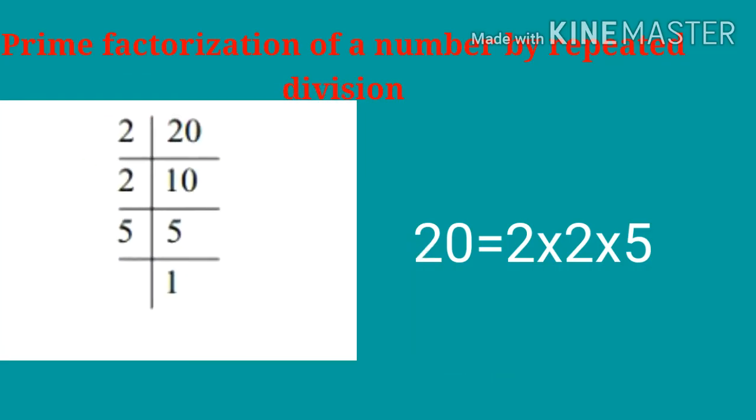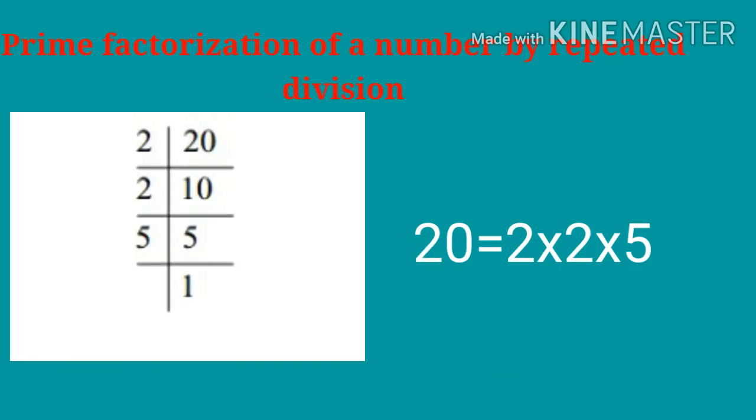Our next topic is prime factorization of a number by the repeated division method. You can see the example, that is 20. As we know, 20 is divisible by 2, we get 10, and then 2 5s are 10 and 5 1s are 5. So here we can see the prime factors. The factors of 20 are 2 into 2 into 5. These are all prime numbers. So here we can say they are prime factors.